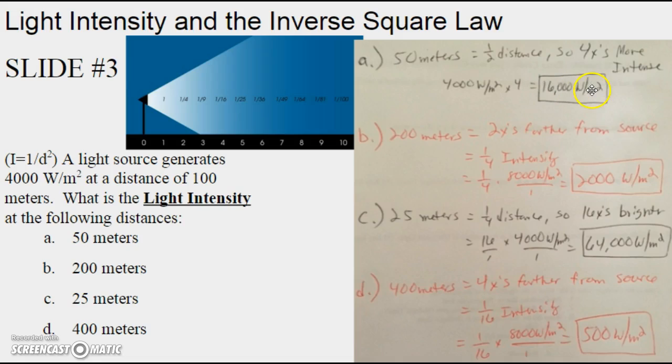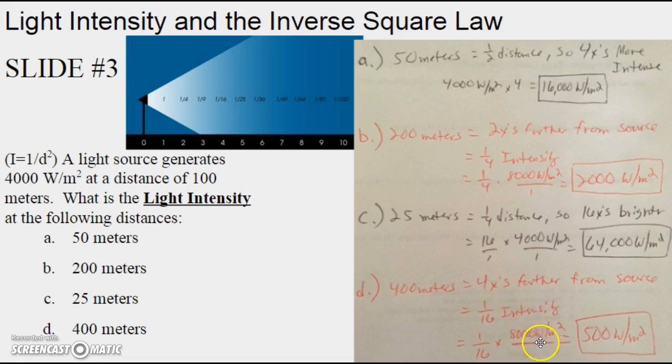It's brighter. 200 meters is twice as far, so it's 2 times further. It's going to have 1/4 the intensity, so 1/4 of 4,000 watts per meter squared is 1,000 watts per meter squared. 25 meters relative to 100 meters is 1/4 the distance, so it's going to be 16 times brighter. And I can take 16 times 4,000, and I get 64,000 watts per meter squared. And lastly, 400 meters is 4 times further. It's 1/16 the intensity.